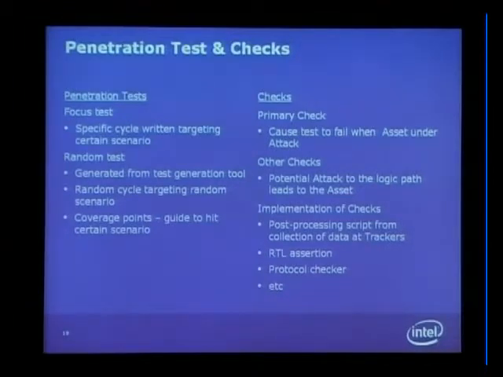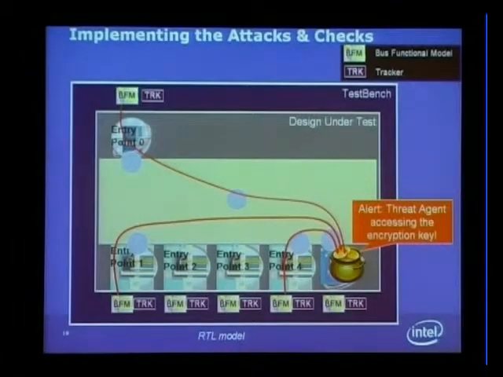When we want to issue a cycle, we need to write a test. There are many ways to write the test. Many types of script can help you to do the test. Basically, I've talked about focus test and random test here. For a focus test, you can write specific cycles targeting a certain scenario, like the model just now. You can write a focus test, just write the cycle issued from entry point 0 to the asset, and you can just run the test.